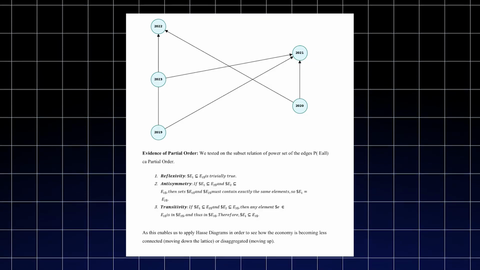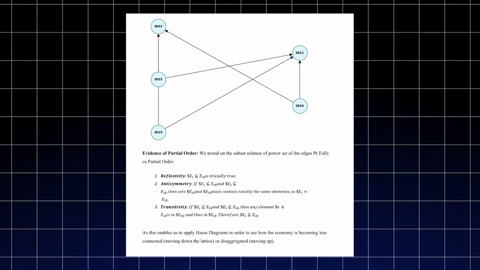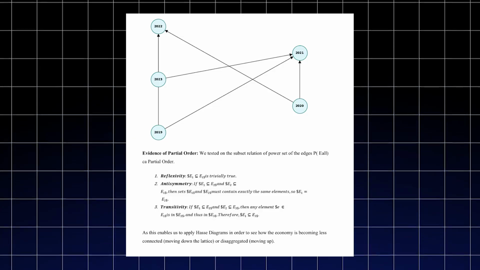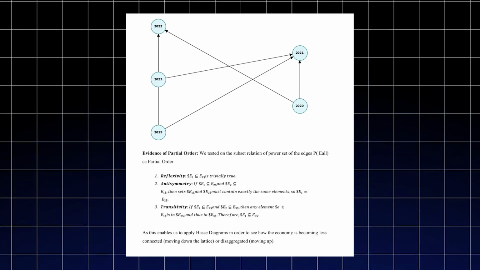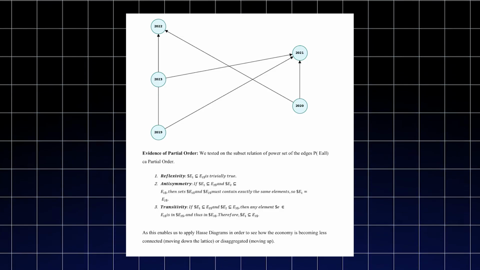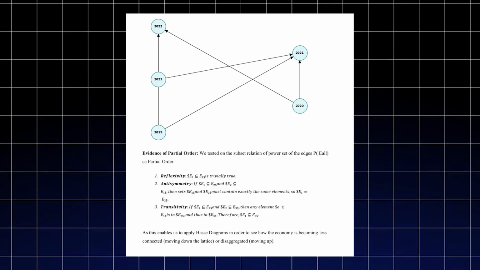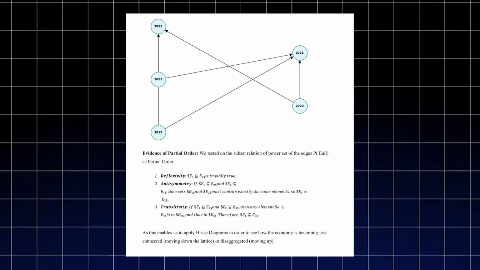The diagram shows the economic flow of integration. If 2019 connects to 2020, it means economic relationships established in 2019 were preserved and expanded in 2020. Breaks in the chain indicate structural rifts or economic shocks.